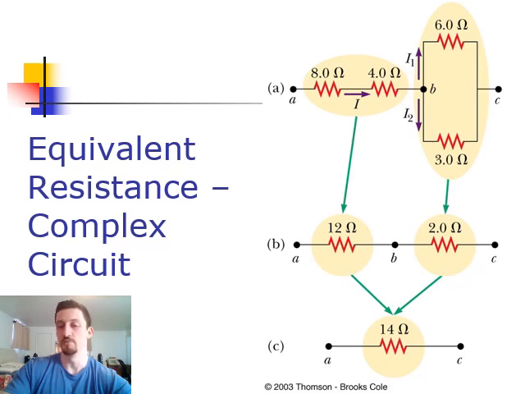which would give us an equivalent resistance of 2 ohms. So then from part A to part B, we can reduce down those 4 resistors into 2, a 12 ohm resistor and a 2 ohm resistor. And then these two are in series, so we know our final equivalent resistance is just going to be the sum of those, or 14 ohms.